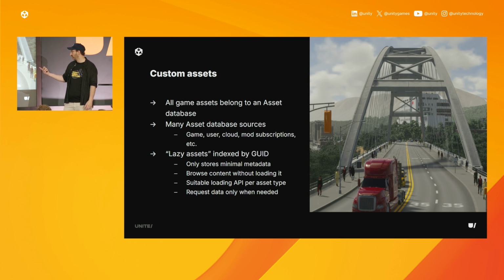So this was really suitable for that kind of thing, and it allowed us to make a suitable loading API for each of the asset types. And that really enabled us to bring streaming into the picture. The data that we request is only the one that we need.